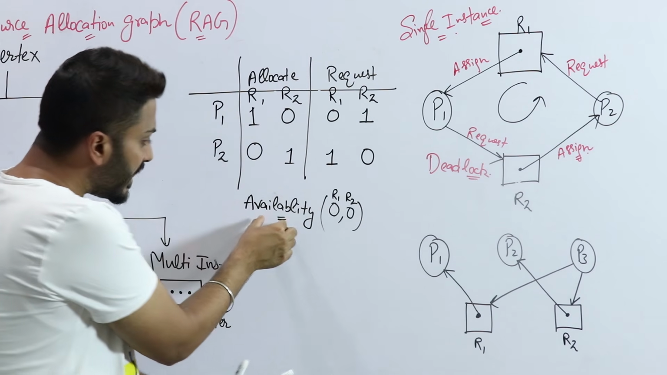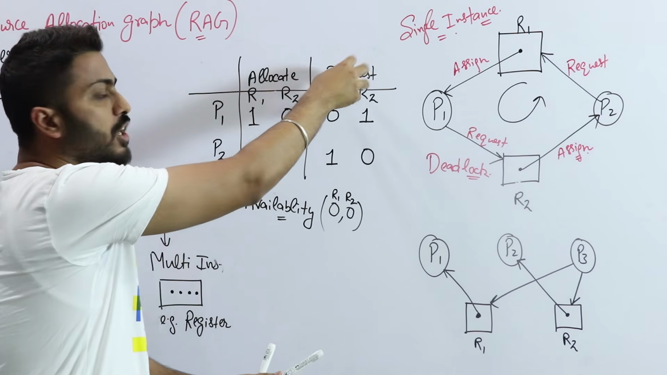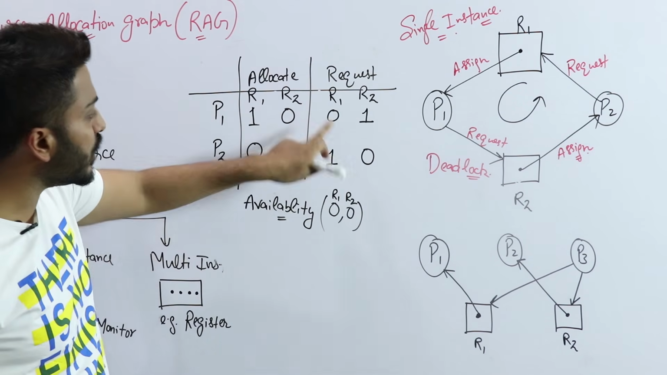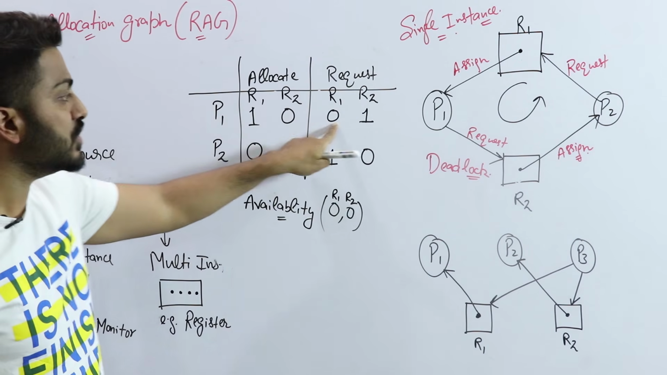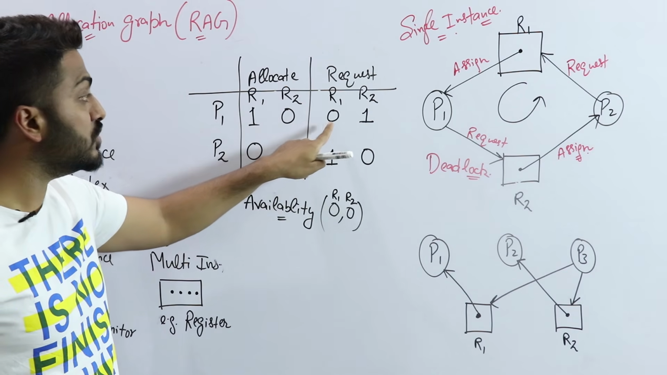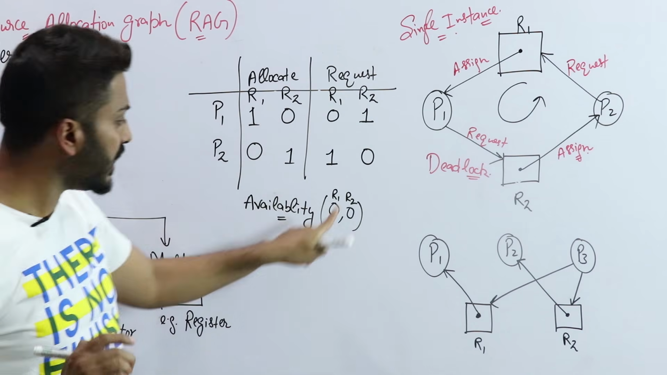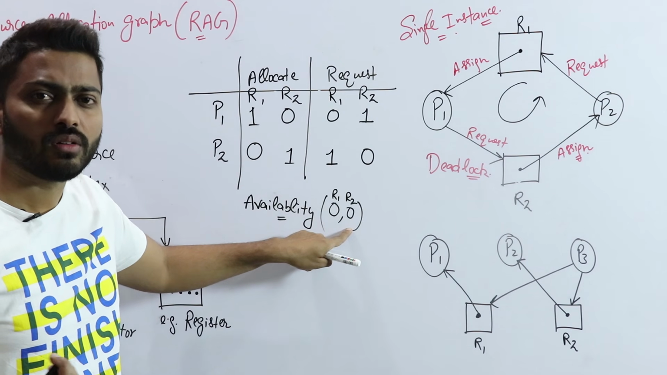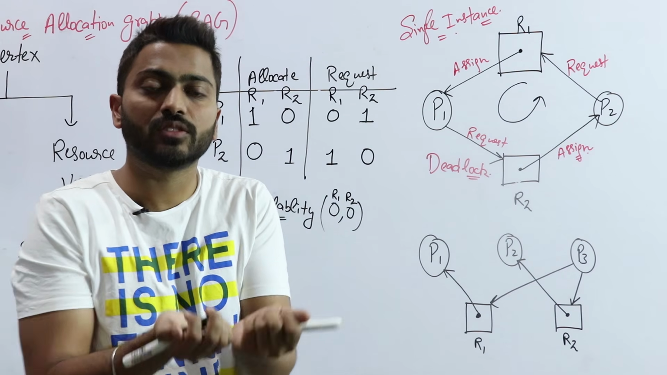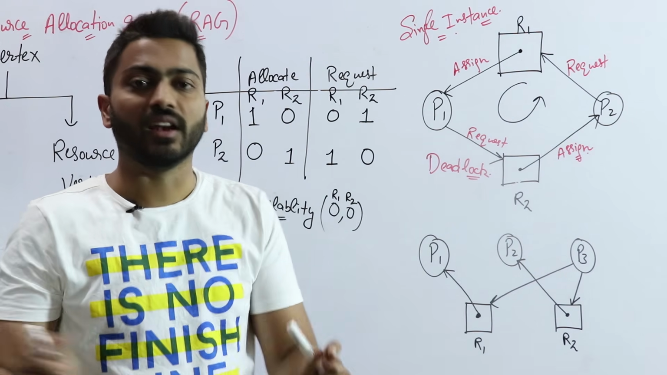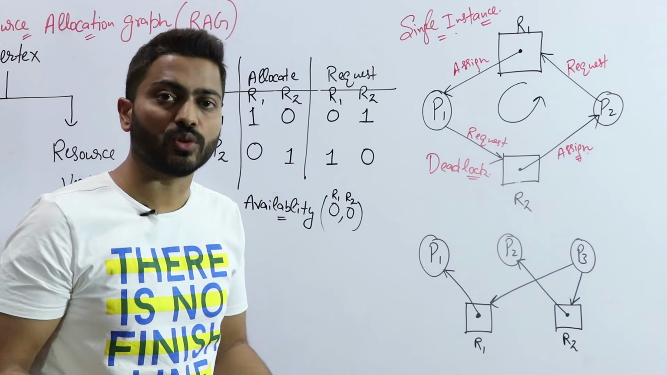Now by looking at this availability, you need to check whether I can fulfill the request. Can I fulfill the request of P1 or P2? What is the request of P1? 0 1. It means 0 resources of R1 needed, but 1 resource of R2. Can you give? No, we can't give because we have 0 0 available. We don't have even a single resource of R1 and R2. Both are nil. So currently availability is 0, which means I don't have any resource with me.